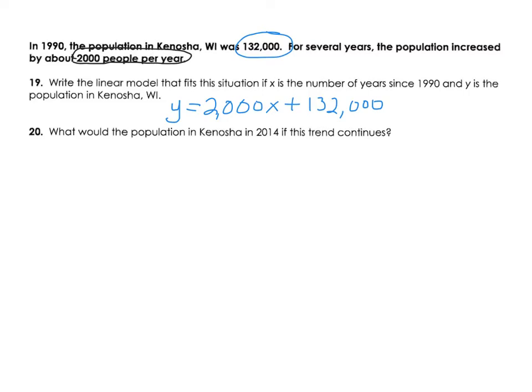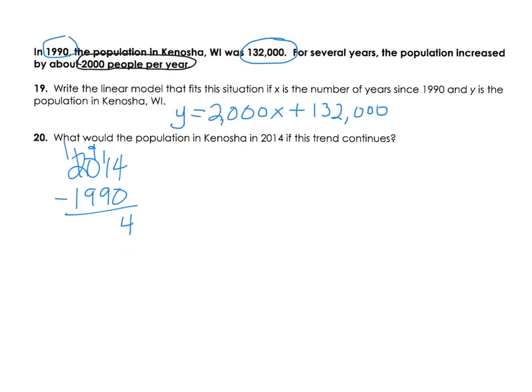Number 20, it says, what would the population in Kenosha be in 2014? So we look at 1990, and we're going to say 2014 minus 1990. And this is going to be how many years? 4, borrow, and that would give me 24.